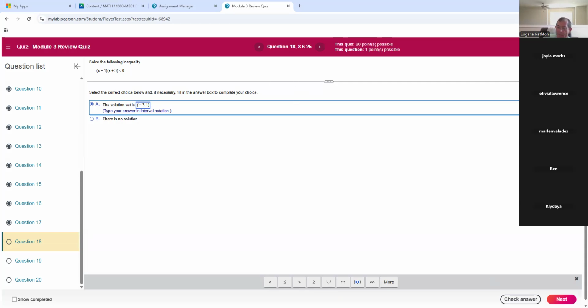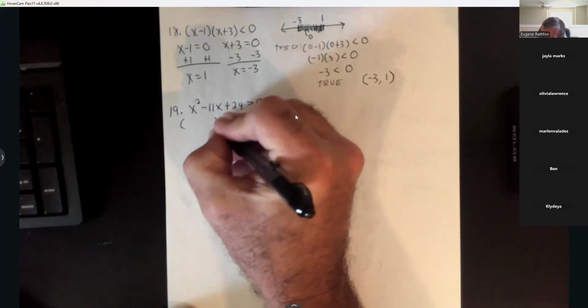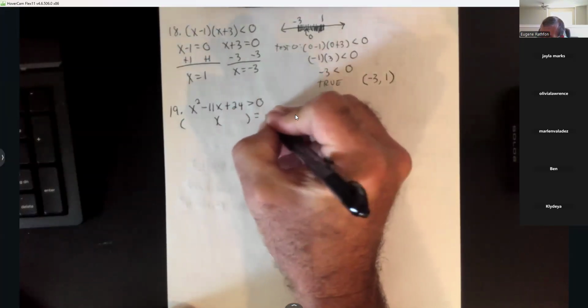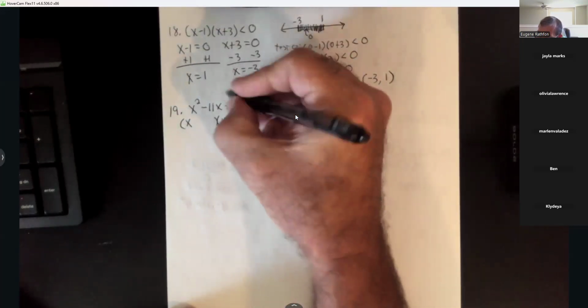Okay, so that's a trick on that one. 19 will be another one we got to solve. This one, though: x squared minus 11x plus 24 has to be greater than 0. So, y'all, the trick on this one is we got to factor it so we can solve it. So I'm going to set it equal to 0 after I factor it. x squared is an x and an x.